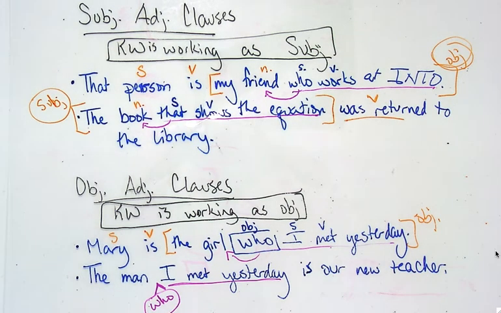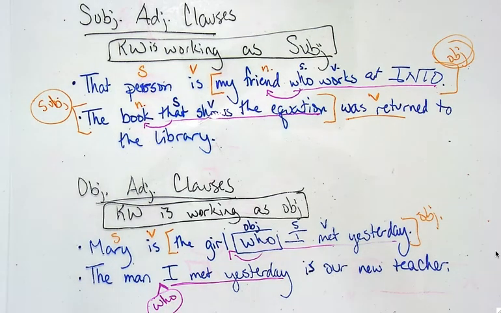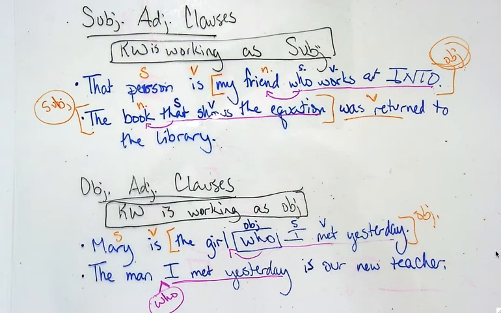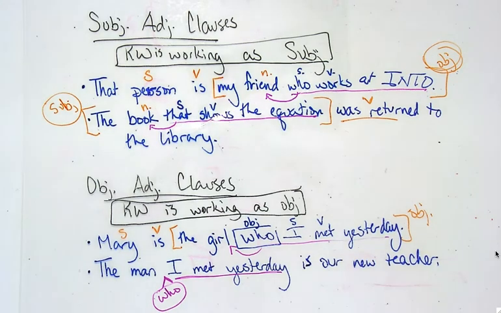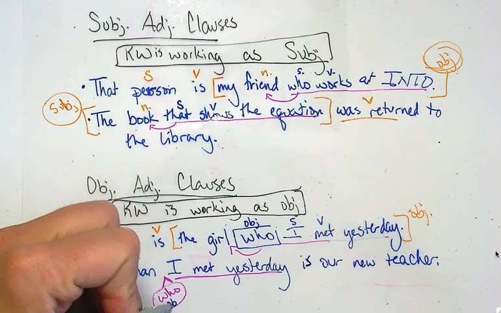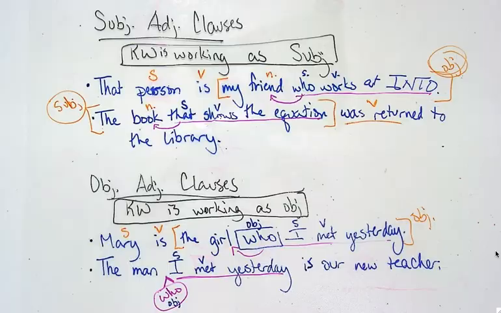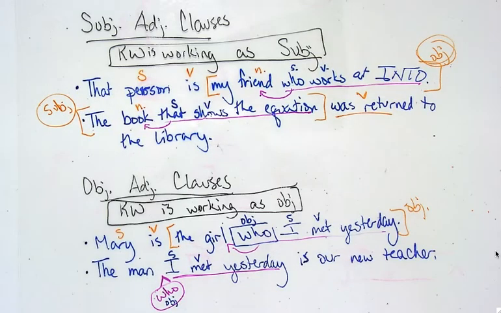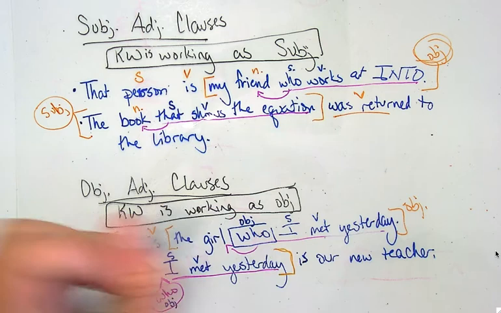I met him yesterday. This word, "who," is functioning as the object inside of our adjective clause. We have a different subject. So this is the object, this is our subject, this is our verb, inside of our adjective clause. And if we look at this whole thing, which man? The man is our teacher, which man?